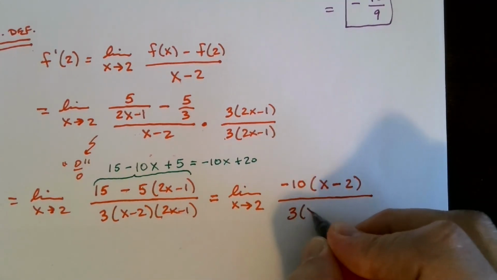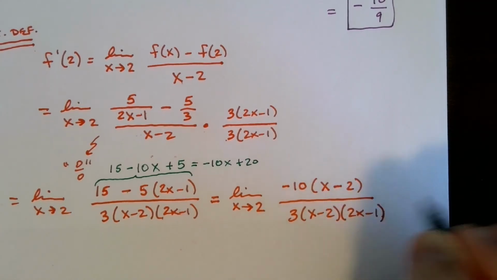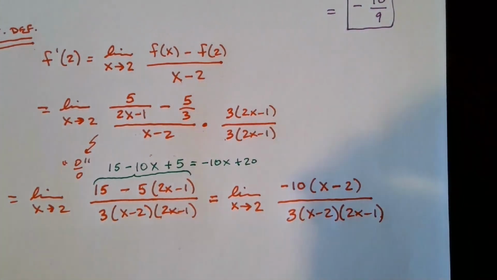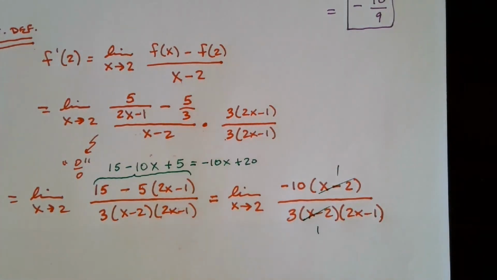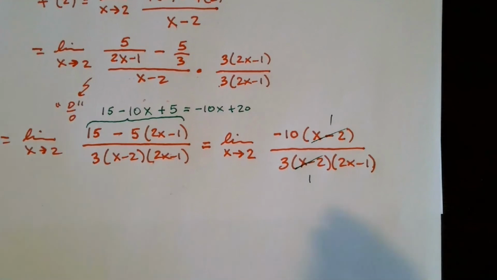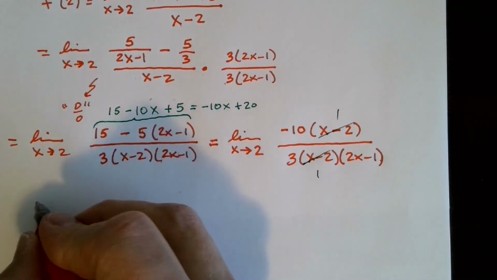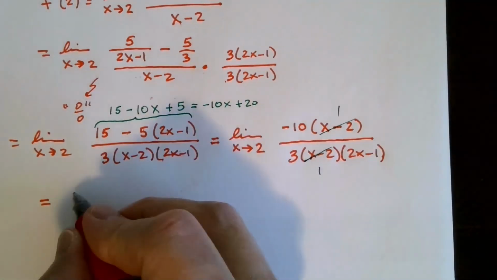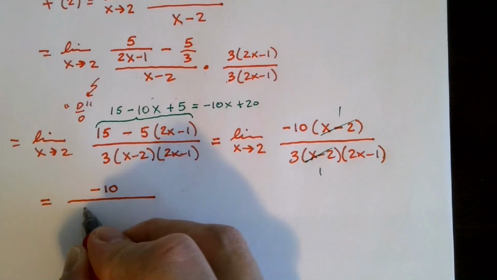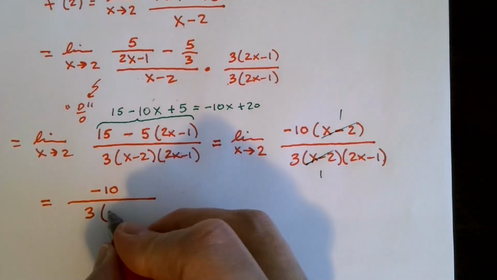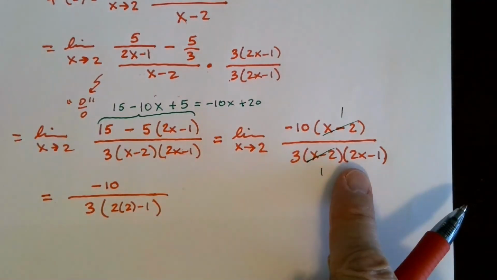And the reason I did the negative 10 is because I wanted to have that x minus 2 factor. Right, that x minus 2 factor, and I can now cancel in the numerator and denominator. Right? And the equivalent expression is negative 10 divided by 3 times the quantity 2x minus 1. And I can now plug in directly. X is equal to 2. 2x is 2 minus 1. Right, plug in x is 2.